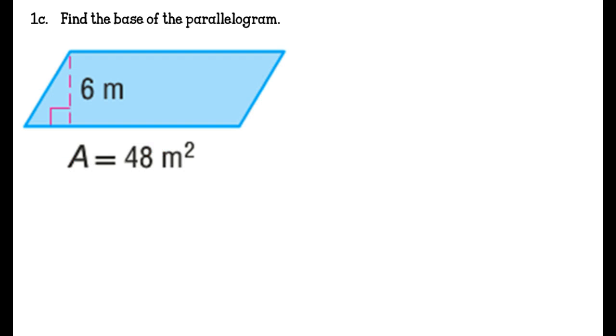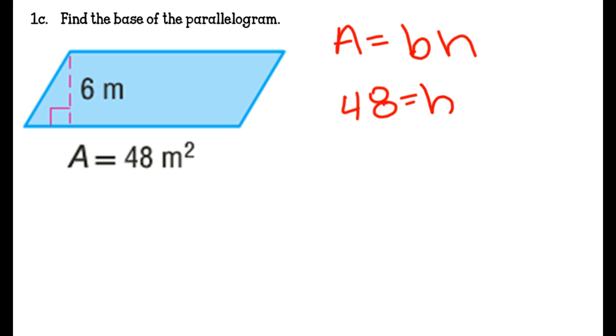Find the base of the parallelogram. The area is 48 meters squared. The height is 6 meters. And now we have to work this backwards. So the area of a parallelogram is base times height. They gave us the area is 48. We don't know the base, but we know that the height is 6.